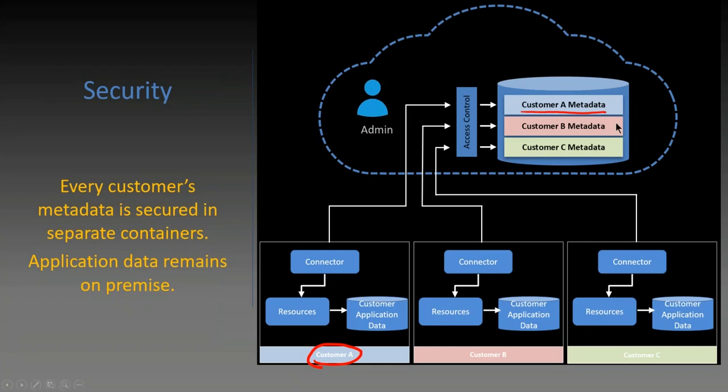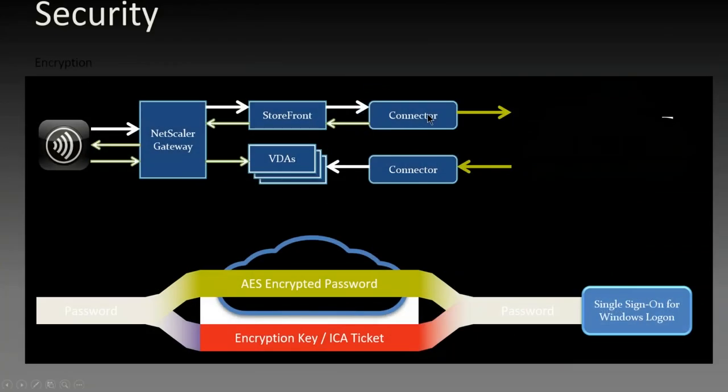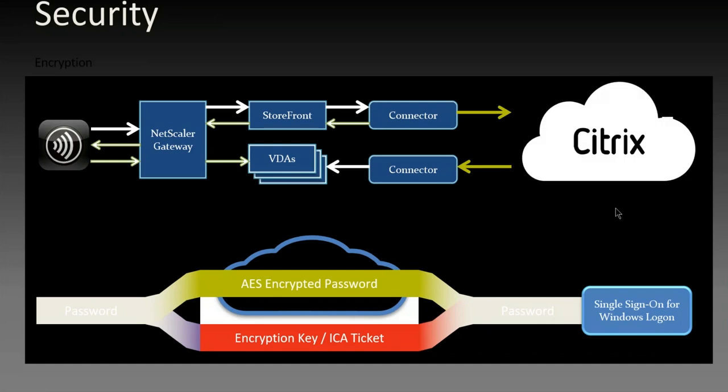So the second benefit is security. Looking at the environment, when you're looking at the Citrix Cloud, you've got your VDA systems and your receivers coming in to the NetScaler Gateway, or directly to the StoreFront servers to get to the VDAs. These are all going to go through the connector.